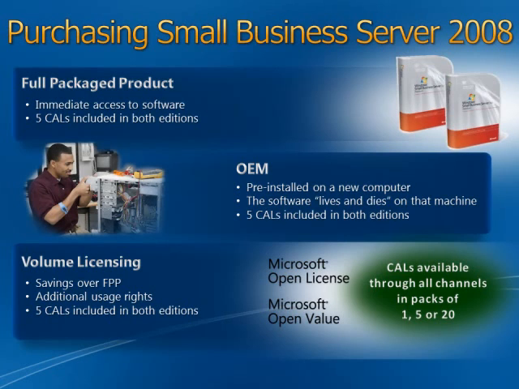Small Business Server is also available through volume licensing. And again, if you do purchase through volume licensing, 5 CALs are included with the Small Business Server editions. CALs are then available in CAL packs, and they can be available in packs of 1, 5 or 20.